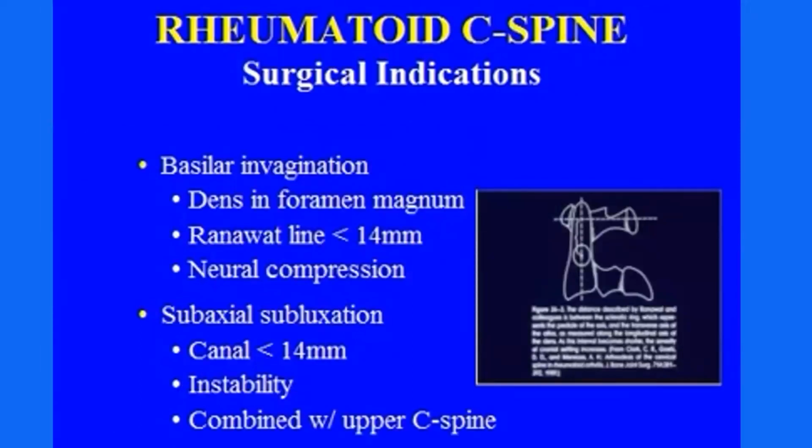You have to be aware of basilar invagination, where the dens is in the foramen magnum. You have to know about the Ranawat line less than 14 millimeters. You have to know more or less about neural compression. You have to realize that if you have subaxial subluxation, this adds to instability.